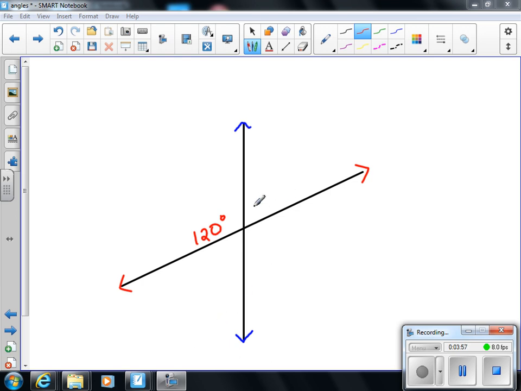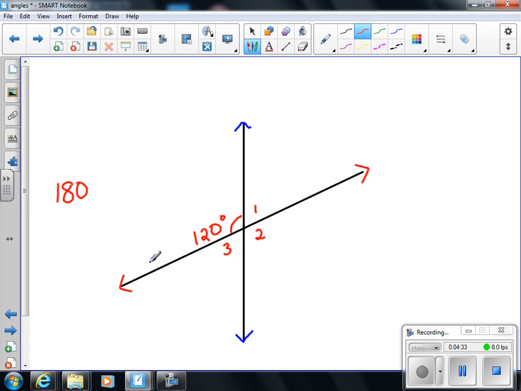Okay, we're going to find the missing measures of angles 1, 2, and 3. We are given that this angle has a measure of 120 degrees. Where do you want to start? You want to go with number 3? What do you know about the 120 degree angle and angle 3? They're adjacent. They make a straight angle, which makes them what kind of a special pair? They're supplementary. So if they're supplementary, they should add up to be 180.